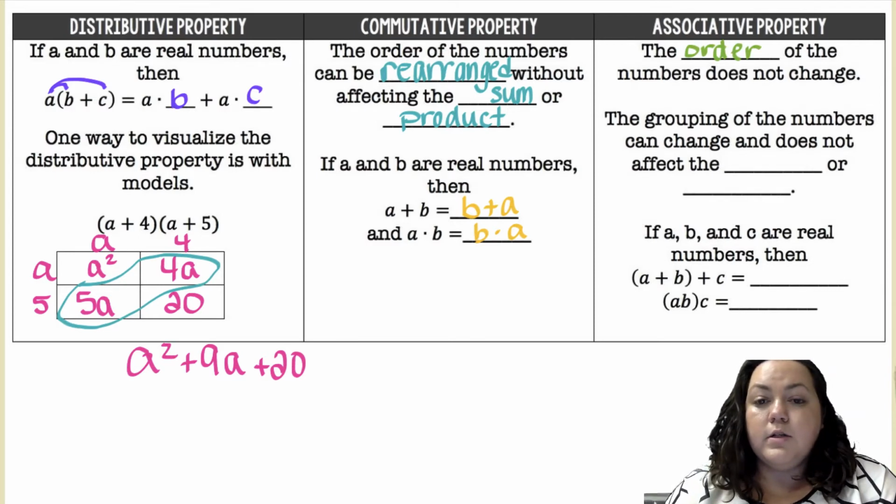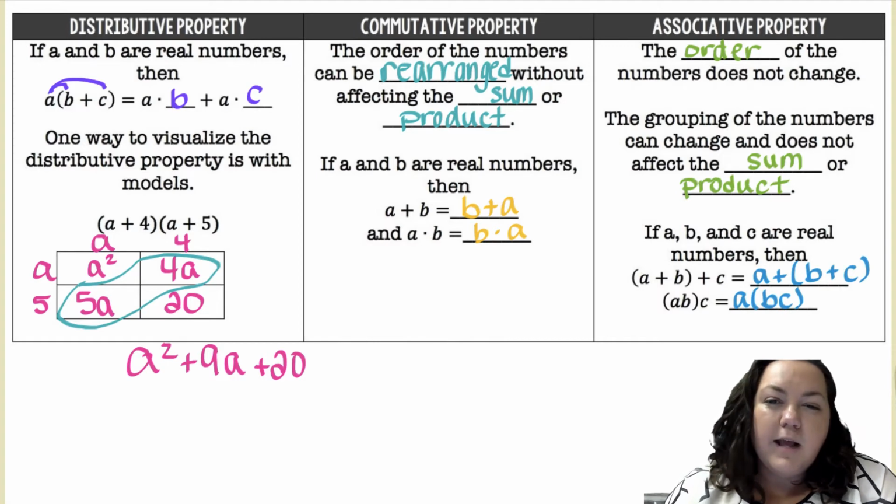The associative property. The order of the numbers does not change. The grouping, so the parentheses, brackets, those sorts of things, can change, and it does not affect the sum or product. So if A, B, and C are real numbers, then the quantity A plus B, plus C is the same as A plus the quantity B plus C. And the quantity AB times C is the same as A times the quantity BC. And when I say quantity, I just mean this section that's in parentheses.